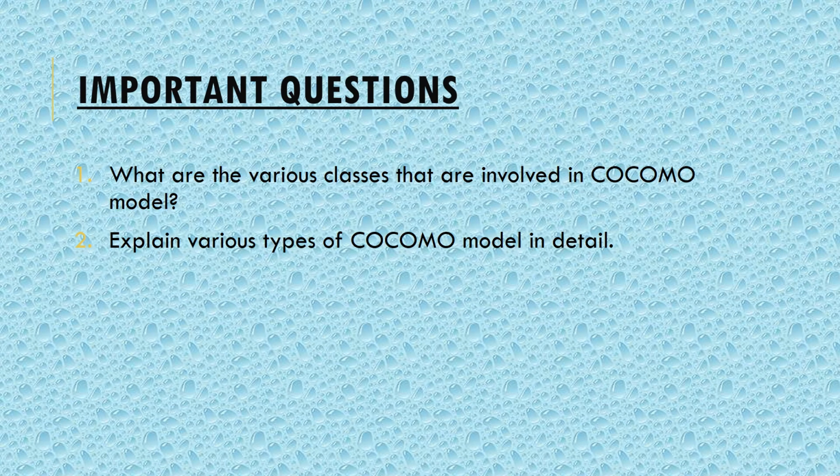Now students, these are the most important questions that have a probability of coming in exams, framed based on today's session. The first one is: what are the various classes that are involved in the COCOMO model? In this you have to explain all three classes: organic, semi-detached, and embedded. And the second question is: explain various types of COCOMO model in detail. In this you have to explain all three categories: basic, intermediate, and advanced COCOMO model.